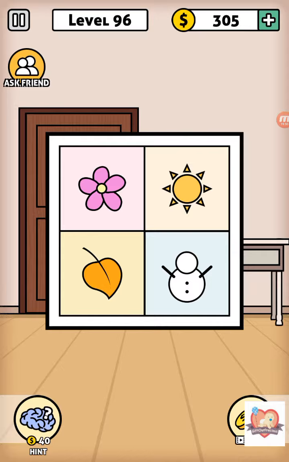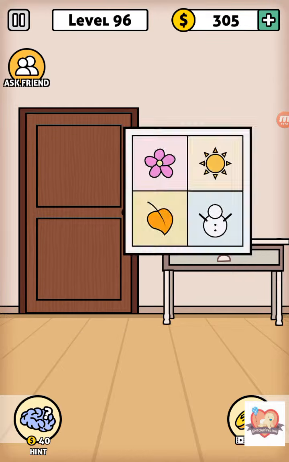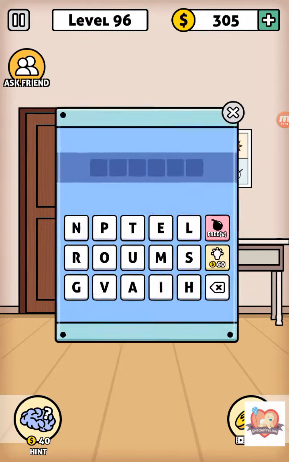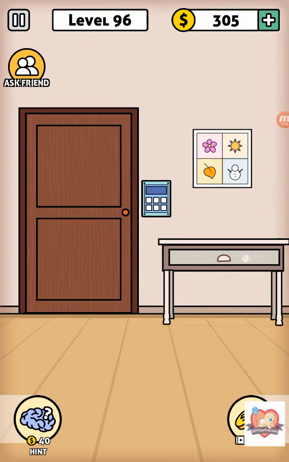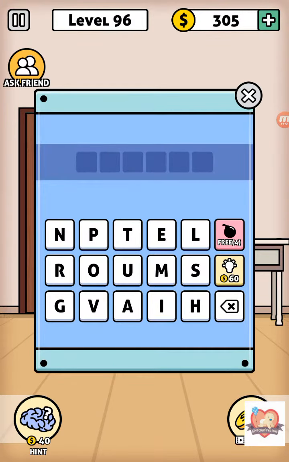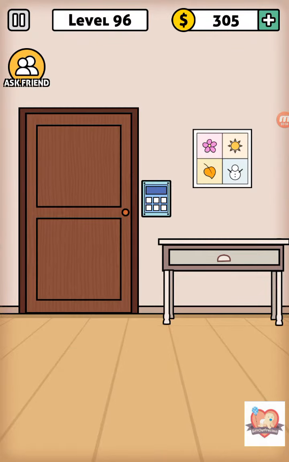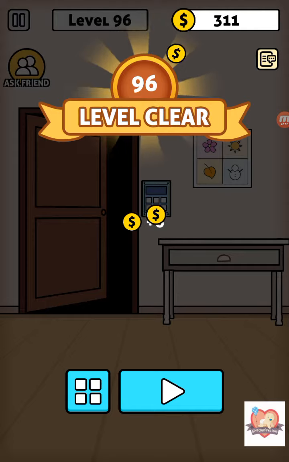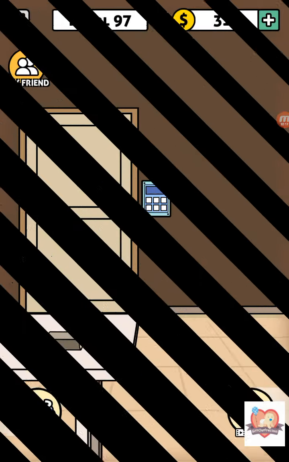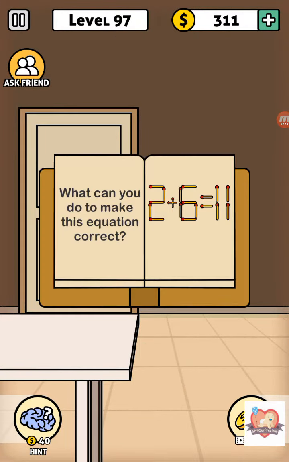Snowman, sun, flower and leaf, huh? What's this? No other clue. No clue, really. 1, 2, 3, 4, 5, 6. Four seasons. Seasons. Oh, yes. S-E-A-S-O-N. Yay! Four seasons. It really took us a long time.